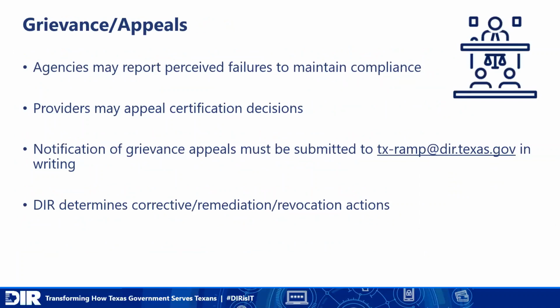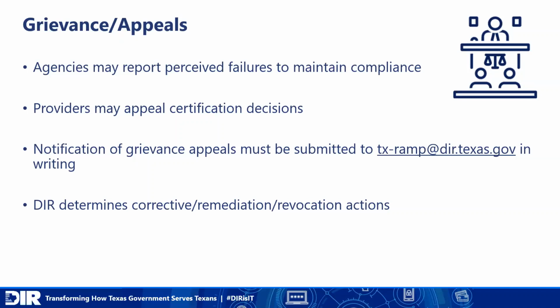Grievances and appeals. If an agency has observed a potential failure to maintain compliance with a given vendor, and the vendor is reluctant to remediate, agencies may report those perceived failures to DIR, who then can step in and coordinate or work with the vendor to make sure they have the appropriate actions in place to remediate whatever the failure of compliance is. So that's what I get back to when it comes to ensuring that the vendors are being held accountable and that we are staying accurate.